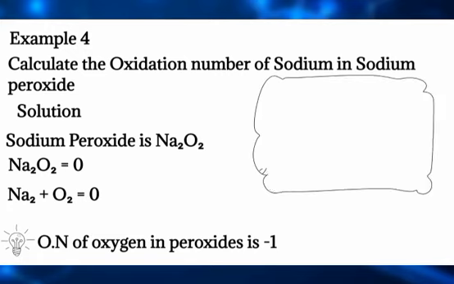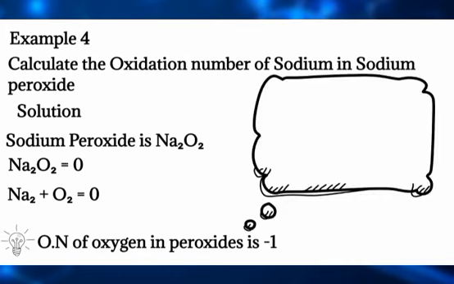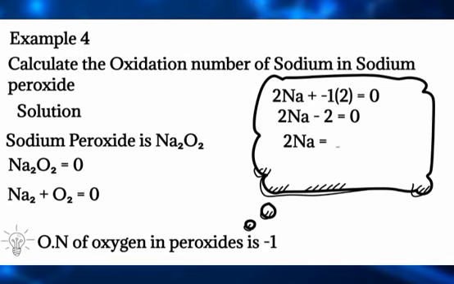Then we have 2 sodium, because we have 2 atoms of sodium there. That will be 2Na plus -1 into bracket 2 equals 0. This will give us 2Na minus 2 equals 0. Then collecting the like terms and dividing both sides by the coefficient of sodium will result in sodium being equal to 2 divided by 2, which is 1. So the oxidation number of sodium in sodium peroxide is +1.